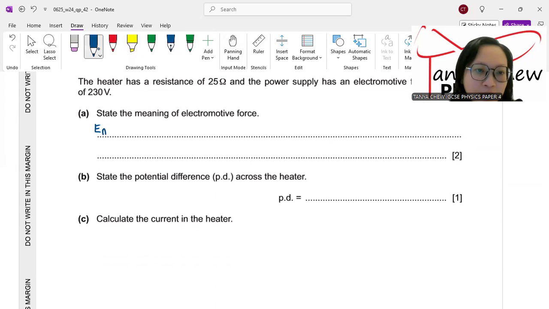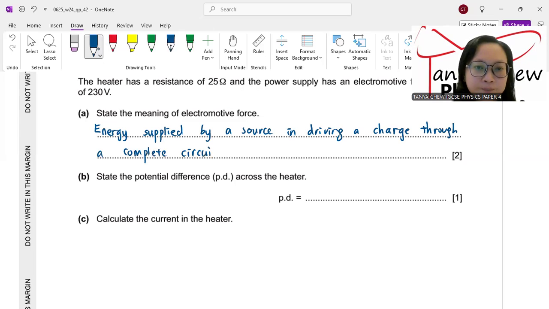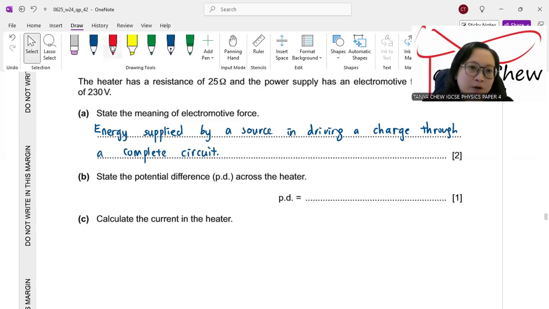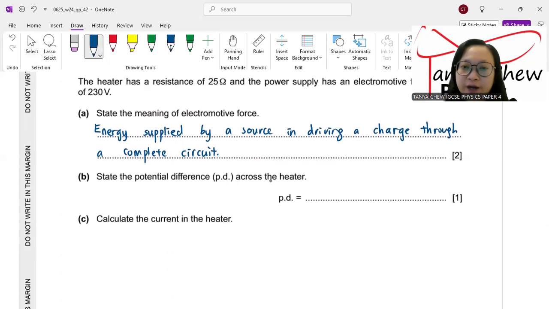It is defined as energy supplied by a source in driving a charge through a complete circuit. That is the meaning of EMF. Energy supplied by a source, 1 mark. Driving the charge through a complete circuit, that's another mark for you. Now, state the potential difference across the heater. Could you see that the heater and the motor are connected in parallel? So in parallel, they share the same PD, 230 volt.